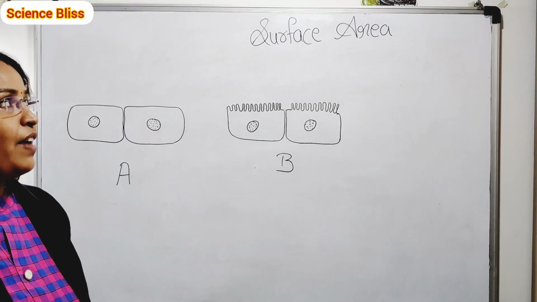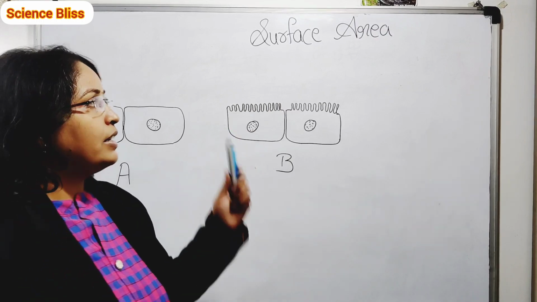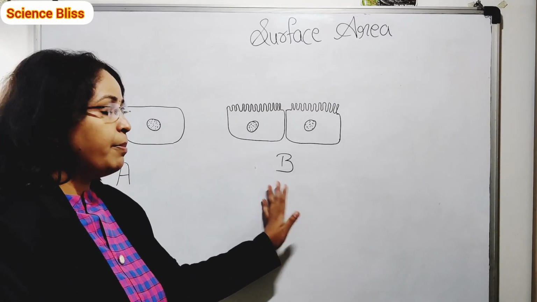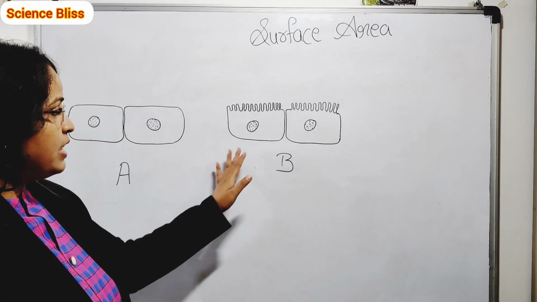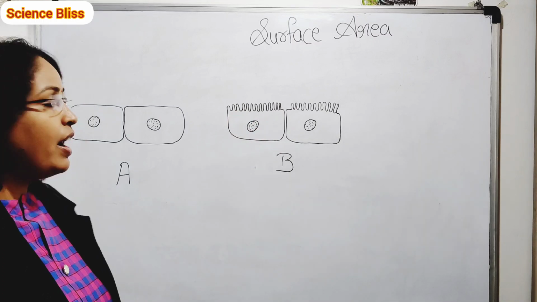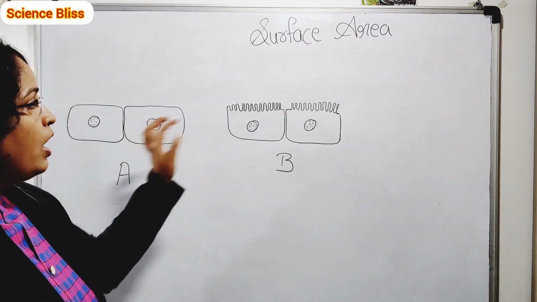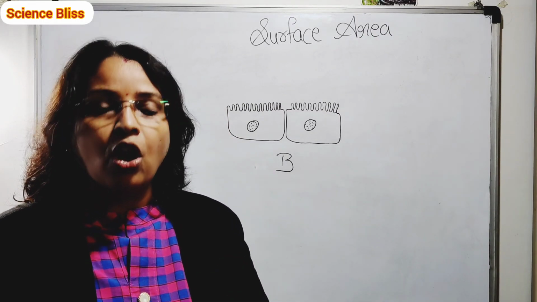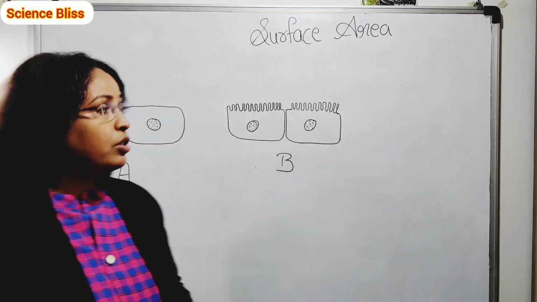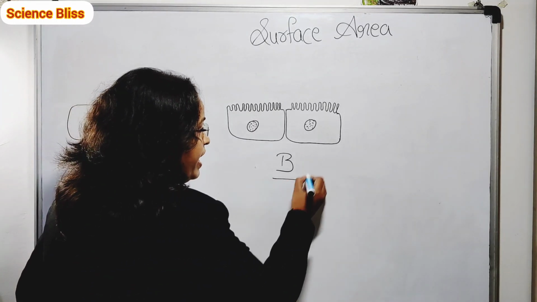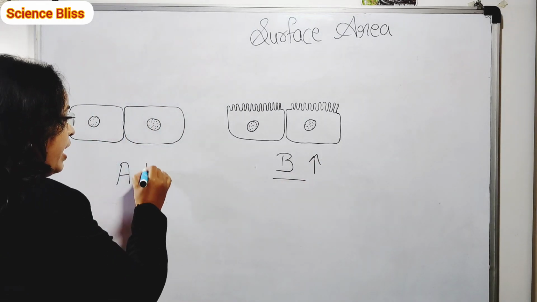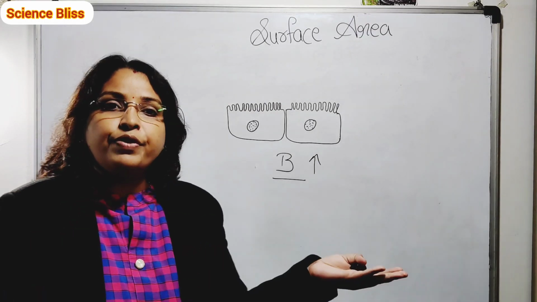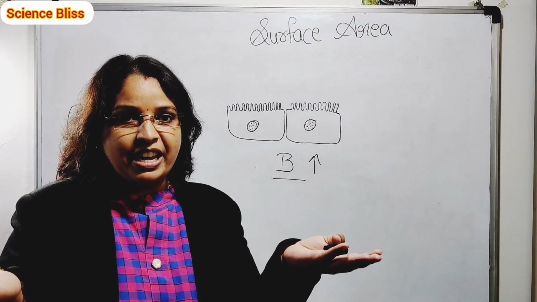Now talking about the first factor affecting rate of diffusion, that is surface area. As you can see over here in image A and in image B, image B is having cells with the brush border, whereas image A is a normal cell. Image B, as it is having brush border or small projections, or you can also call it microvilli, therefore the surface area of image B is higher as compared to image A. Now if you talk about the rate of diffusion, higher the surface area, more diffusion will be taking place.